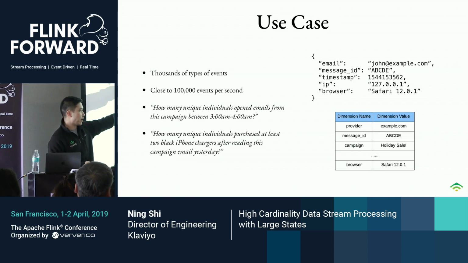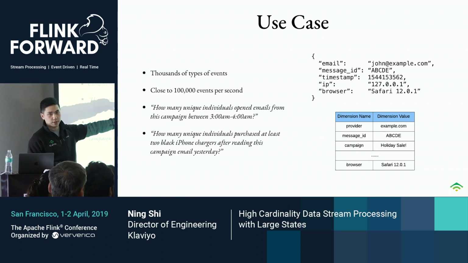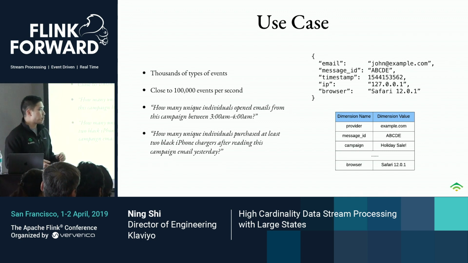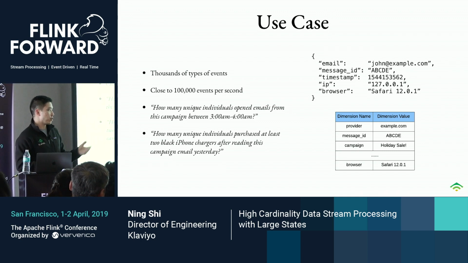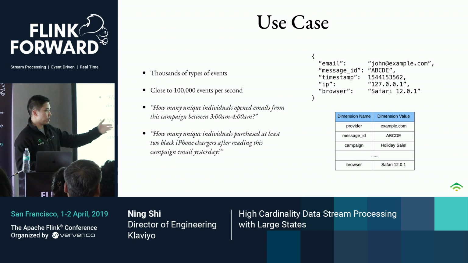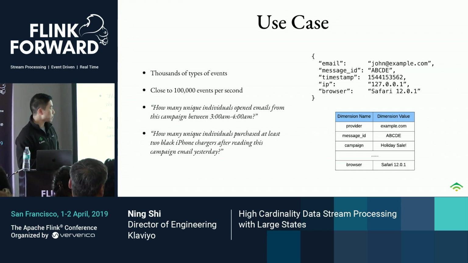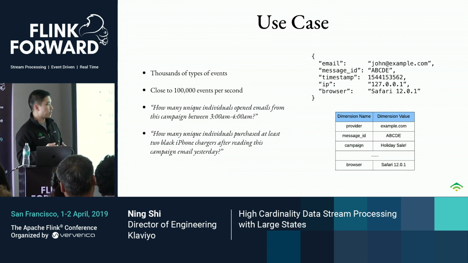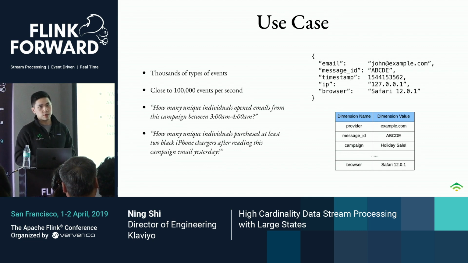So with that simple event, I turned that into a table format so that it's easier for you to read. It's basically broken down into different dimensions. You can see the first dimension is the email provider, which is example.com, and the message ID is ABCDE, and the campaign name is holiday sale, and such, and then lastly is the browser type and version. So that's how a single event is represented within the event processing pipeline at Klaviyo.